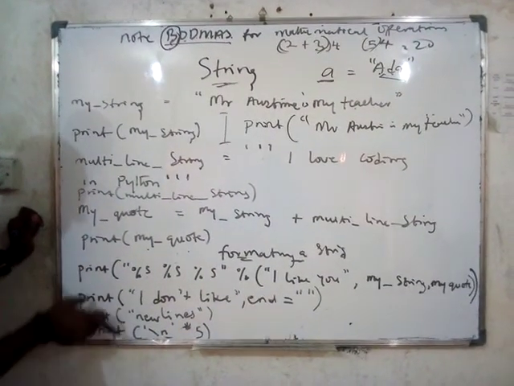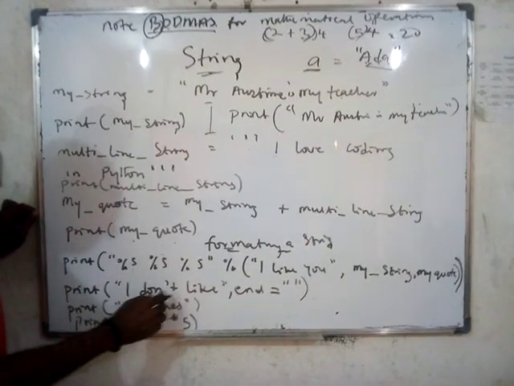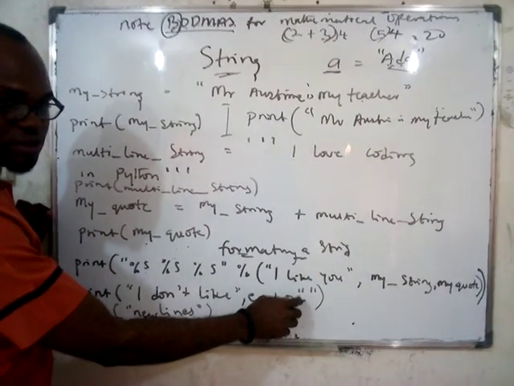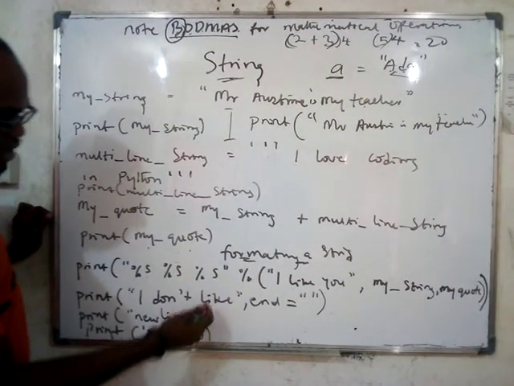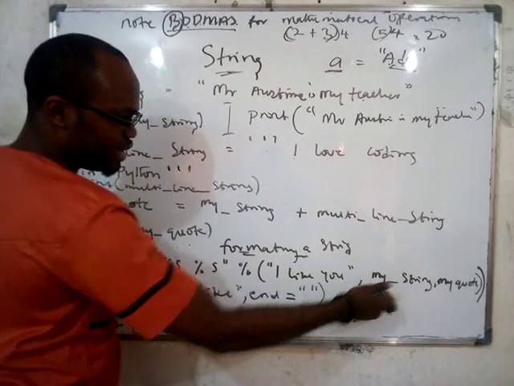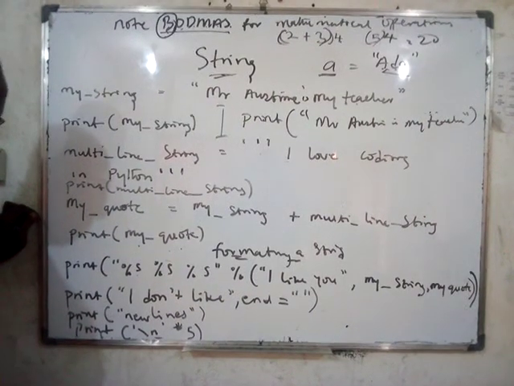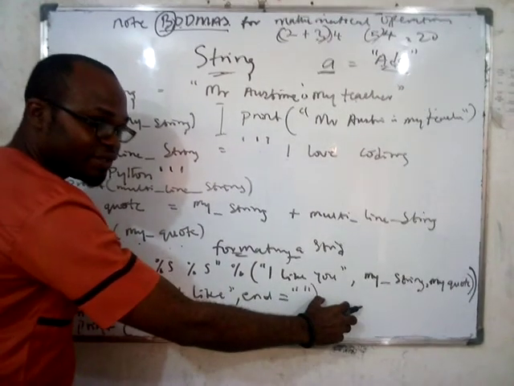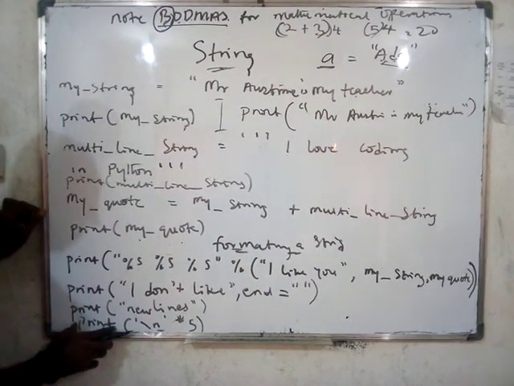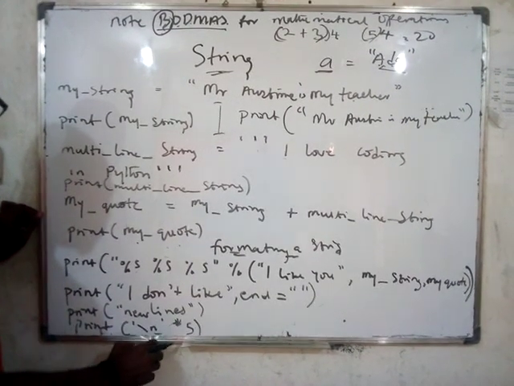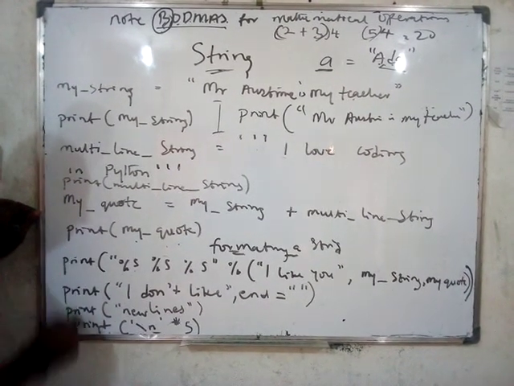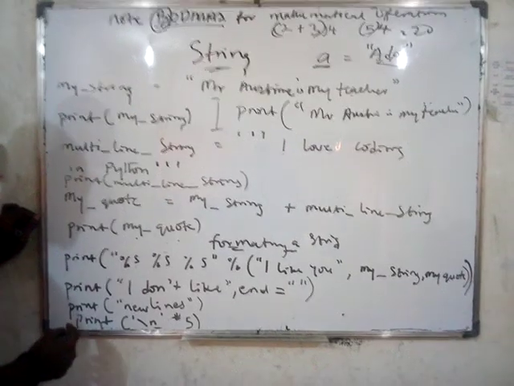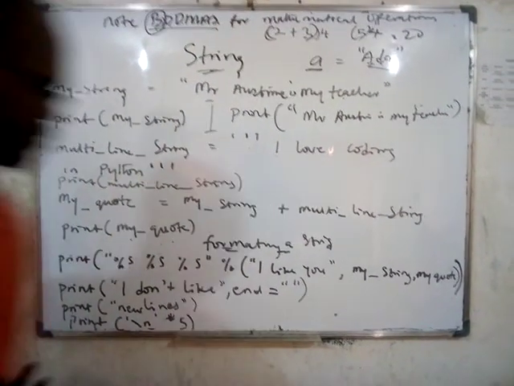Is that clear? So when you now say print, I don't like, and you put n equal to empty quotes, you are just telling it that the next string that is going to print, you should put it here, that it should not go to the next line. So when you print this and print new line, you see that this new line will be written at the back of this place. Is that clear? Then when you say print new line 5 times, this is what this one means. Print new line what? 5 times. So you're going to write all this code in Python, run it, so that you see the effect of all this. Is that clear?